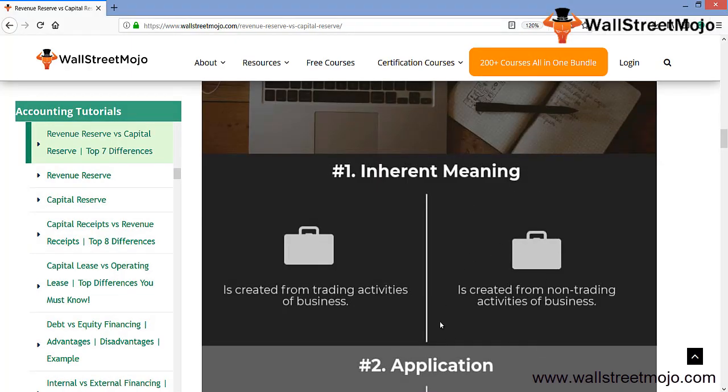In case of the capital reserve, it is created from the non-trading activities of the business, like the sale of fixed assets or the sale of shares. Those are the activities included in non-trading activities, which don't happen very frequently. They happen uncertainly, or maybe in some contingent event. That's why it is non-trading activity.